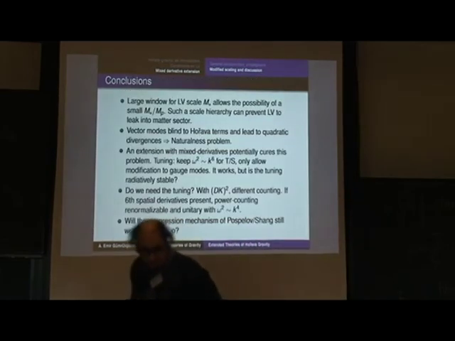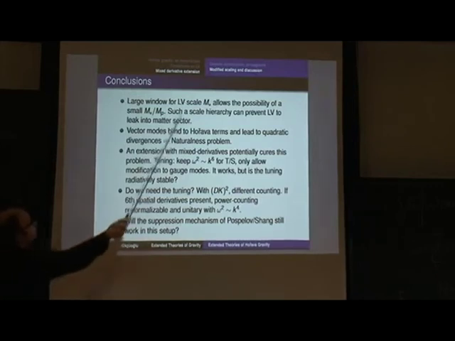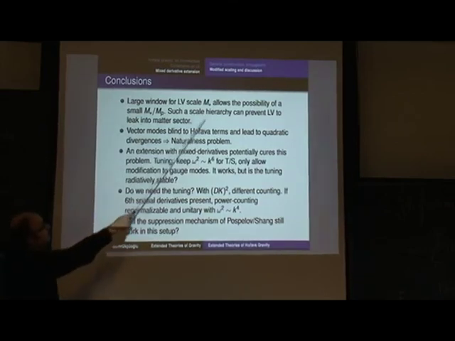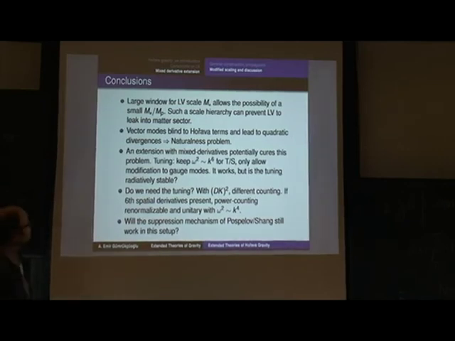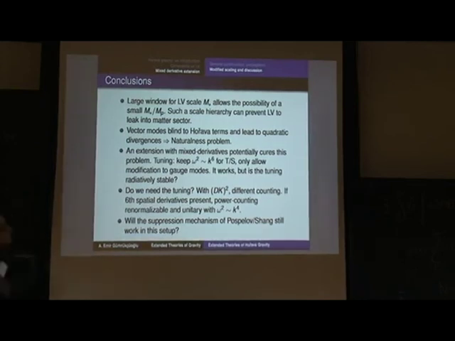So now, let me conclude. There are not many constraints on the Lorentz violation scale of the Horava theory, M star, and it allows you to have a very small M star over M Planck. And this type of scale hierarchy can prevent Lorentz violations from percolating into the matter sector. And the vector modes are blind to the Horava terms, and they lead to quadratic divergences. And a proposal was to include some extension with mixed derivatives.